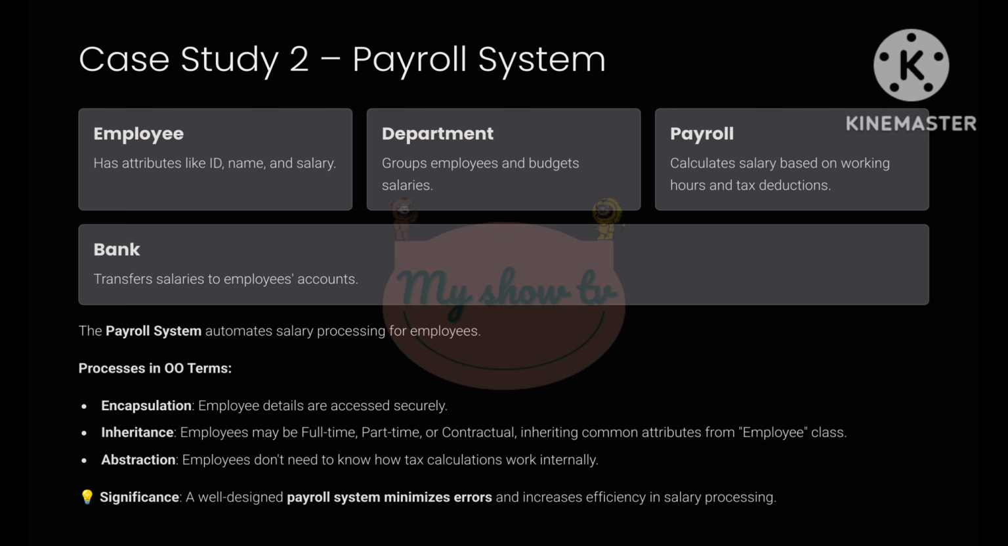Encapsulation, employee salary details and tax deductions are private, only accessible through authorized payroll processes. Inheritance, employees can be full-time, part-time, or contractual, inheriting common attributes from a base employee class. Abstraction, employees don't see how tax and deductions are calculated, only the final salary amount is displayed.